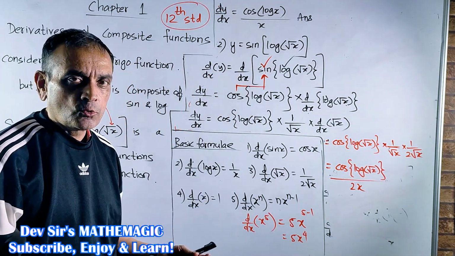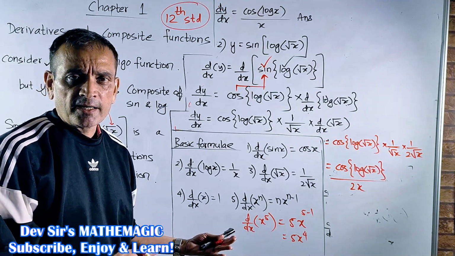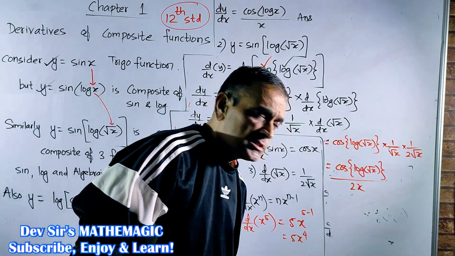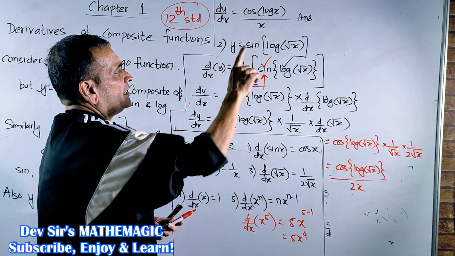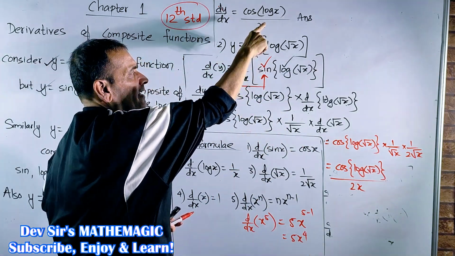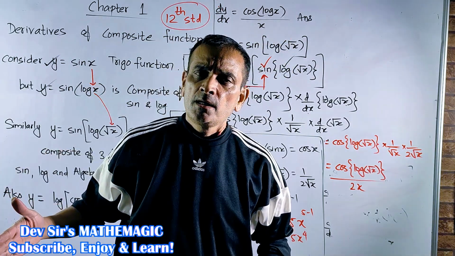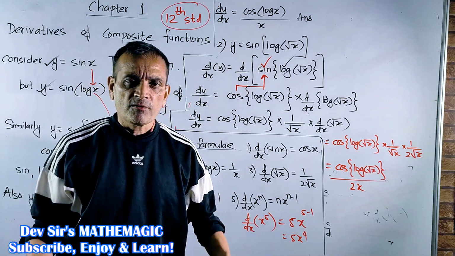This is how you use chain rule. एक बार आदत हो जाए and it becomes very interesting. You will start loving it. So this is called a chain rule. Derivative of sine, then derivative of log, then derivative of root x. अंदर तक जाना है. That is called as derivative of composite functions.